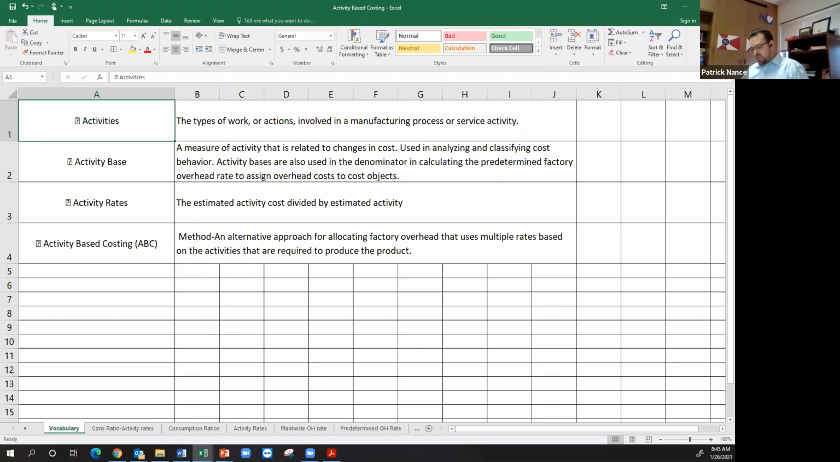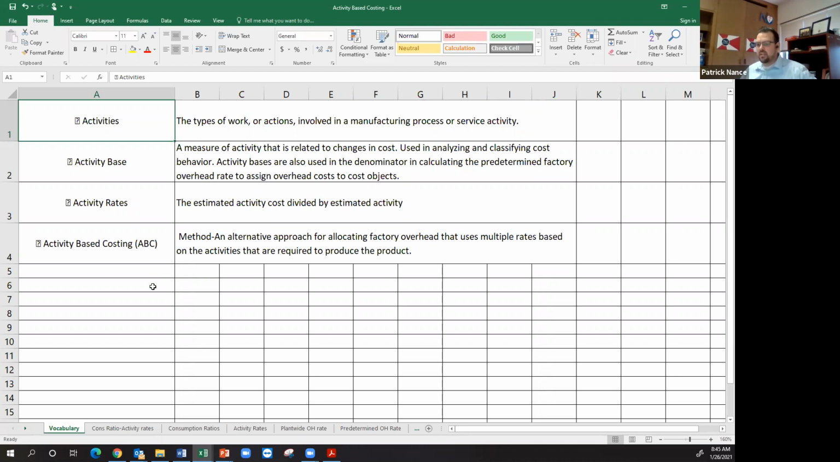Okay, it's just a short introduction to activity-based costing. So typically, when we talk about allocating overhead, we usually use a single rate, either called a predetermined overhead rate or a plant-wide rate. And I'll talk about that in a separate video. But right now, I want to talk about how we utilize activity-based costing.